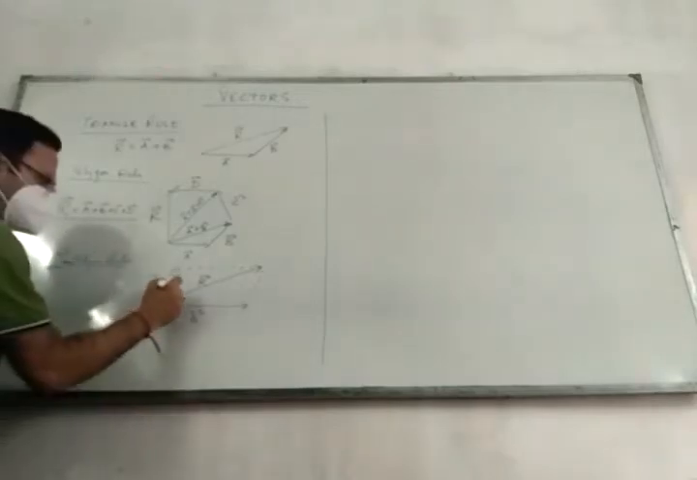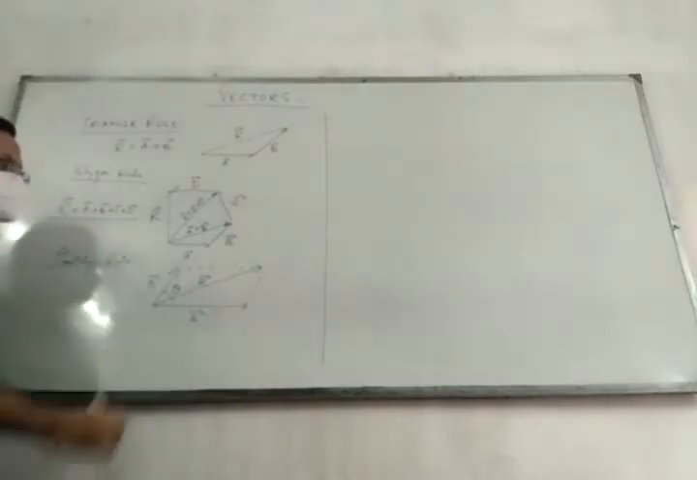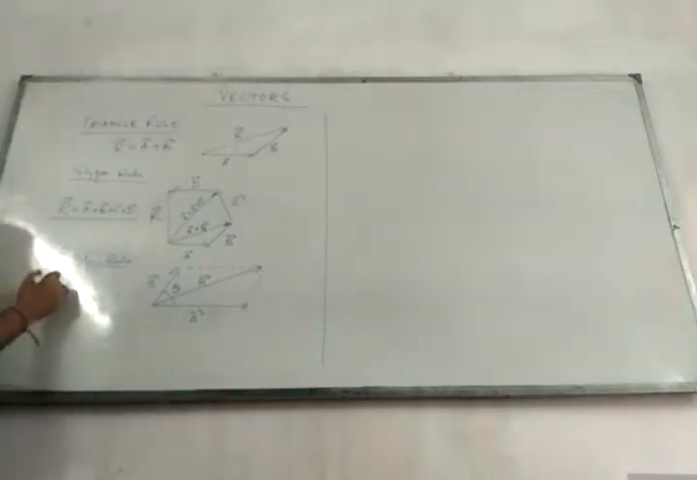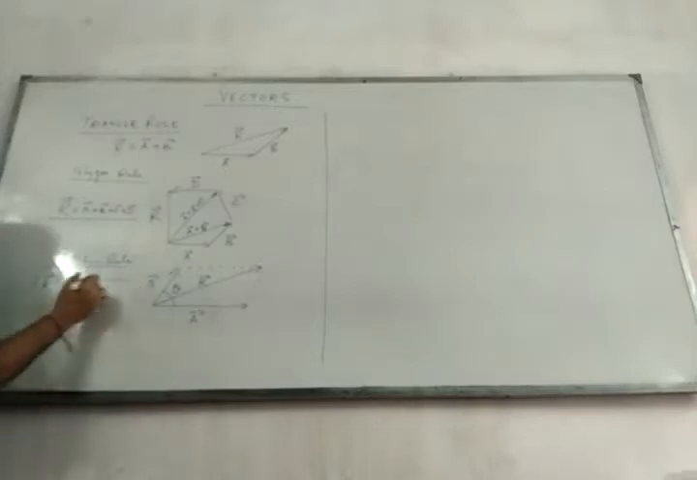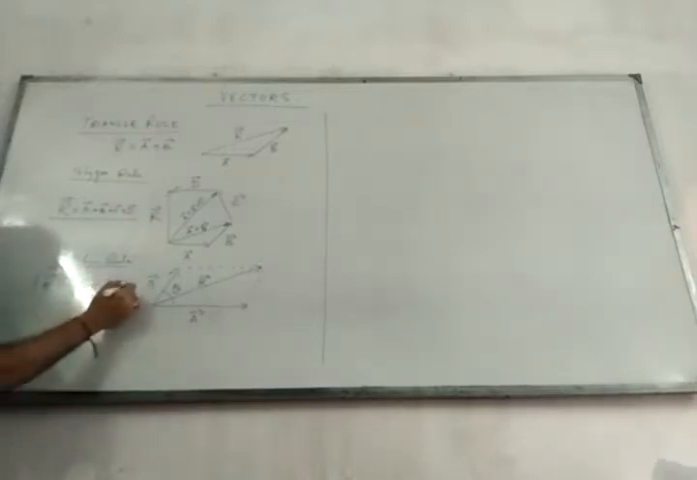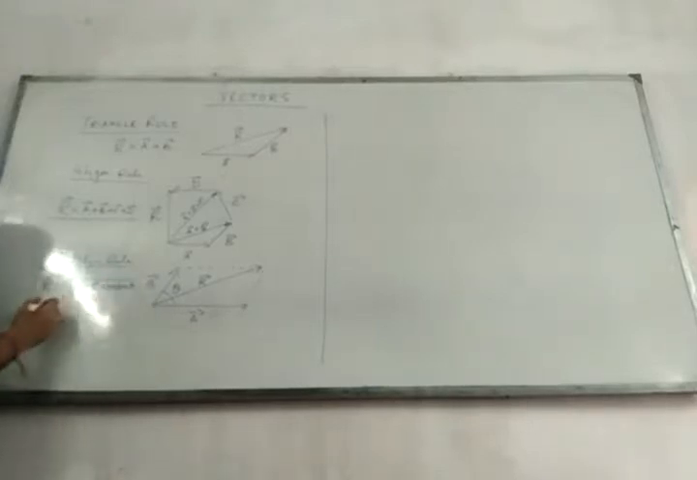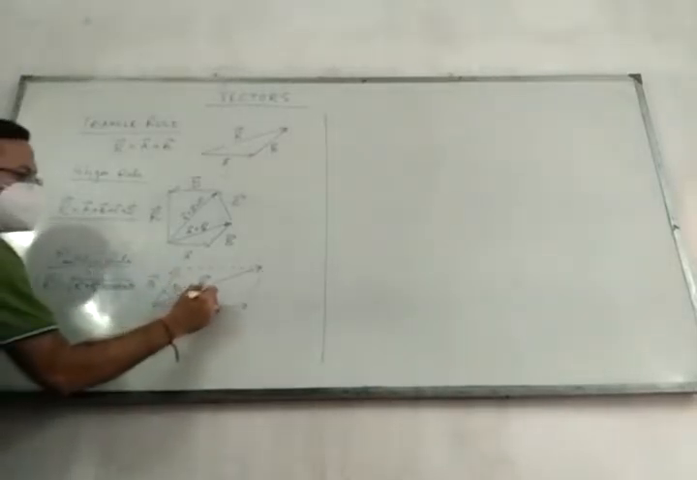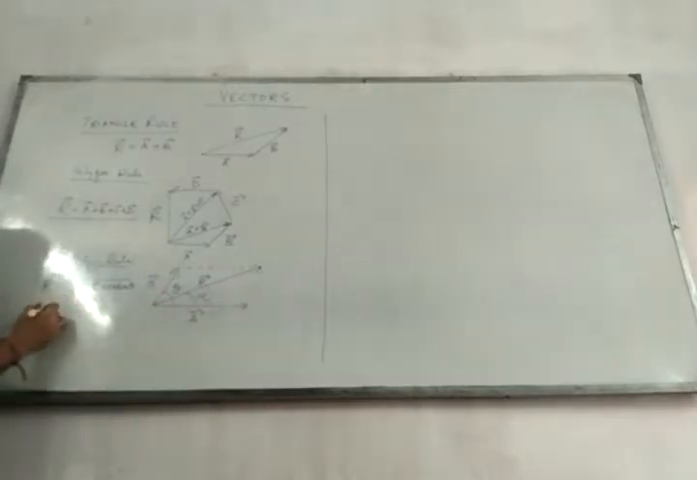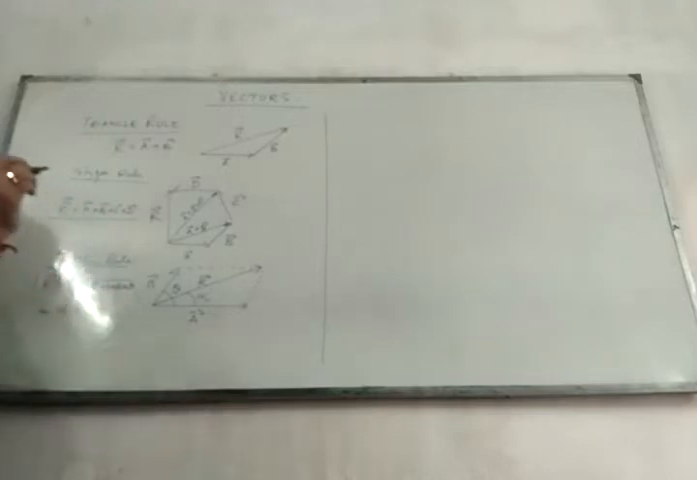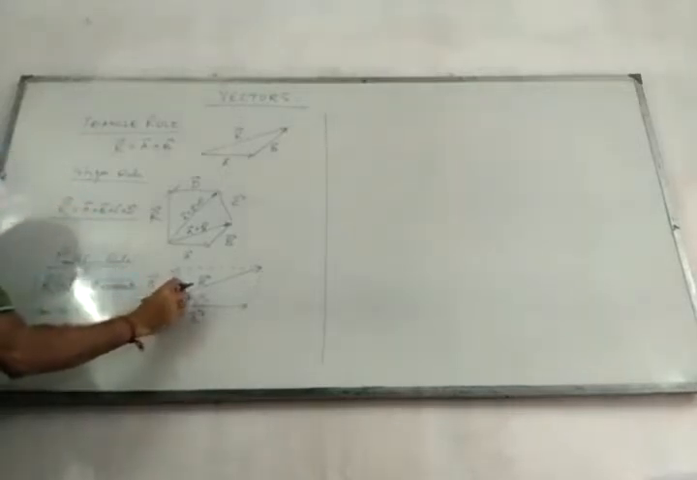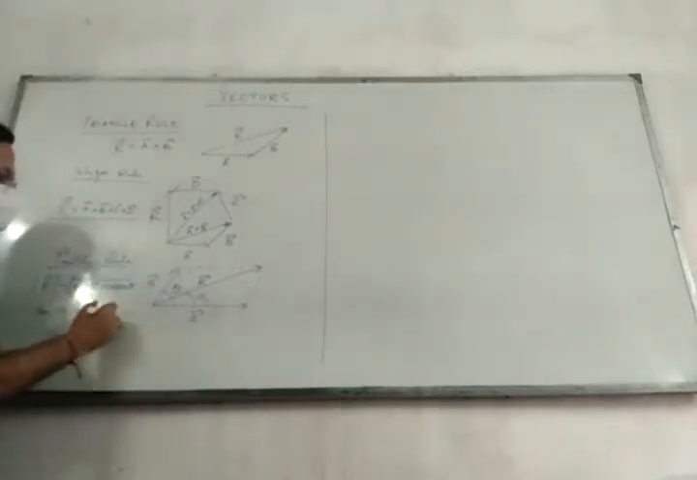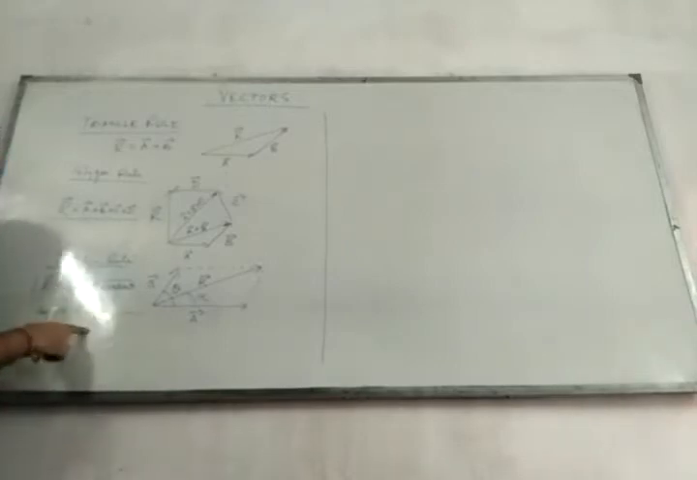Okay. So if the angle between A and B is theta, then the magnitude of resultant R is given by root over of A square plus B square plus 2AB cos theta, and its angle alpha with respect to any one of the known vectors is given by tan alpha equals. Keep in mind, with respect to whatever vector you are finding out alpha, that remains alone.